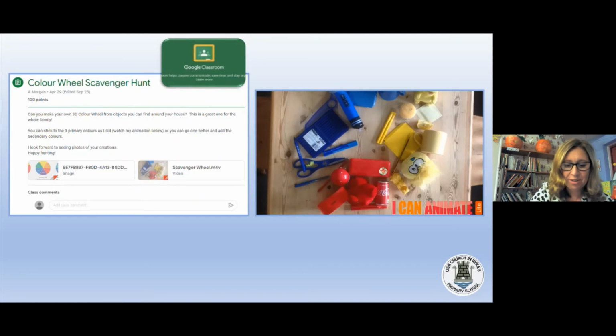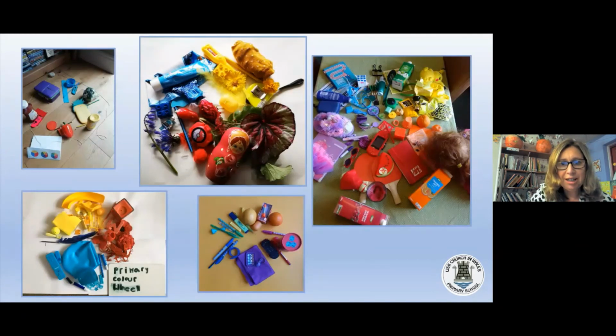There we go. And here is some of the work that the children turned in. And the one I like best is the one in the top right corner. You can see the little girl Morgan, she's actually in the picture herself because she had orangey red hair and she wanted to be in her colour wheel.